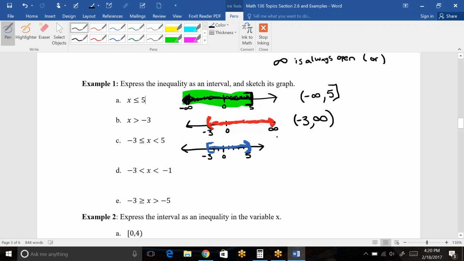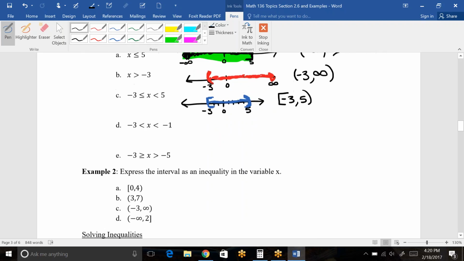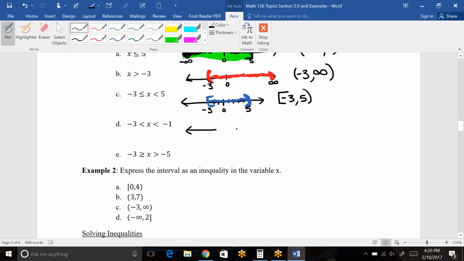So then my interval notation would be bracket negative 3 to 5 parentheses. Okay, negative 3 to negative 1. Here's negative 1, 2, negative 3. And these are both open, so that's going to be 2 parentheses. And we're shading in between because x is in between both. So that would be negative 3 to negative 1, close parentheses on both sides.